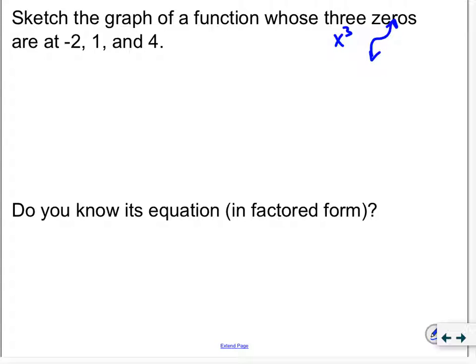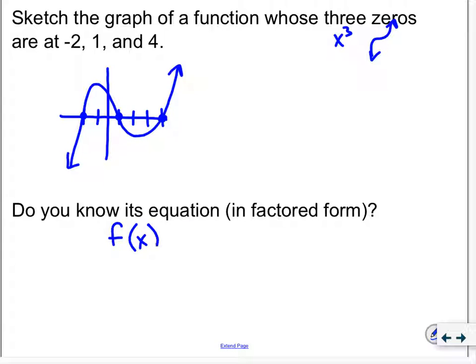So let's see. The zeros are at negative 2, 1, and 4. See if you can sketch that graph. Let's see, we're going up through negative 2, down through 1, back up through 4. There's our sketch of our graph. Do you know what its equation is going to be? Do you know what it's going to look like in terms of f of x?